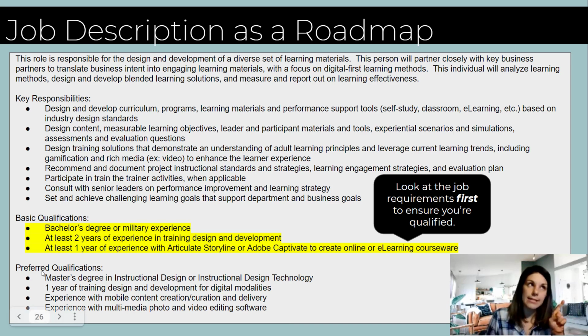Now here's the kick in the teeth. I'm sure some of you have come across this. At least 1 year of experience with Articulate Storyline or Adobe Captivate to create online e-learning courseware. Here's what I'll say about that. If that's a requirement, apply anyway.